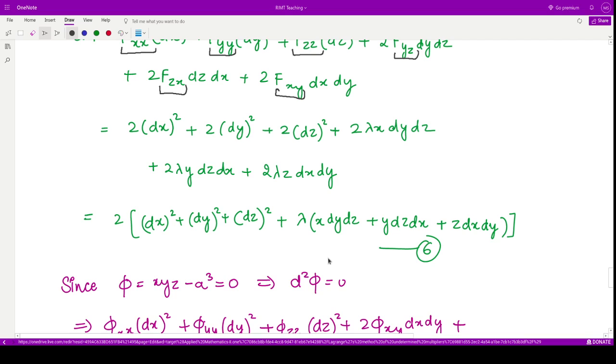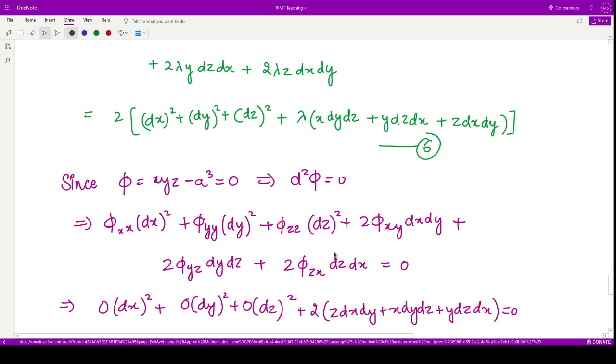Now the given constraint phi was given to you. You also have to use that one in order to compute the values of x, y, z, right? So phi is given to be x y z minus a cube. So we will calculate d2 phi, which is equal to 0. What is d2 phi? Phi is equal to 0, this is the phi which is given to you, so its second derivative would also be equal to 0. So computing that using this formula, this term is also equal to 0.